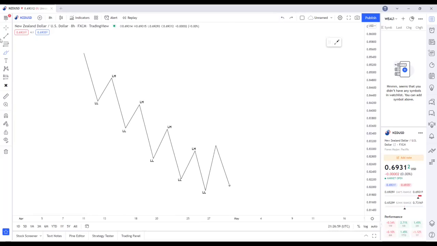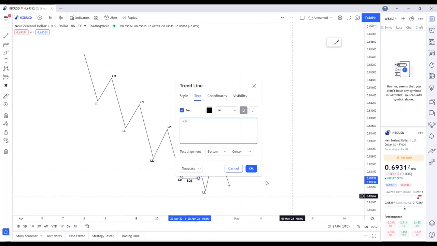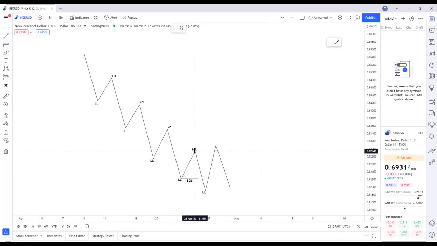Okay, it's fine. But then look what the market does. It breaks, comes to this level here, gives us a BOS, but then the market breaks this lower high here.